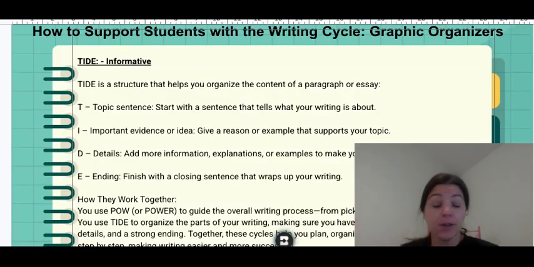And then together, when we have tools to support our students with our writing, it's going to make writing easier and your students are going to be more successful.